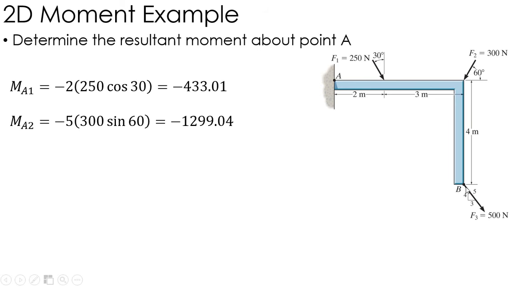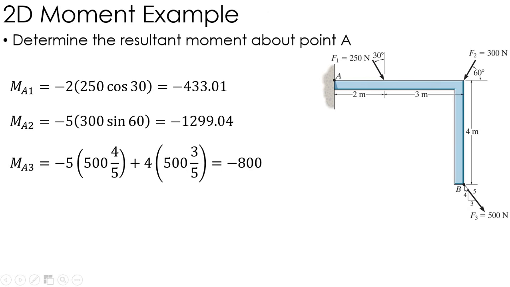Now, this final force, I'm going to break it into its two components. I've got 3/5 times 500 horizontally and 4/5 times 500 vertically. Now, both of these components are creating a moment. So we'll start with the vertical component. That would be the 4/5 times 500. It's going to be 5 meters away. It's acting down. That creates a clockwise rotation, a negative moment about point A.